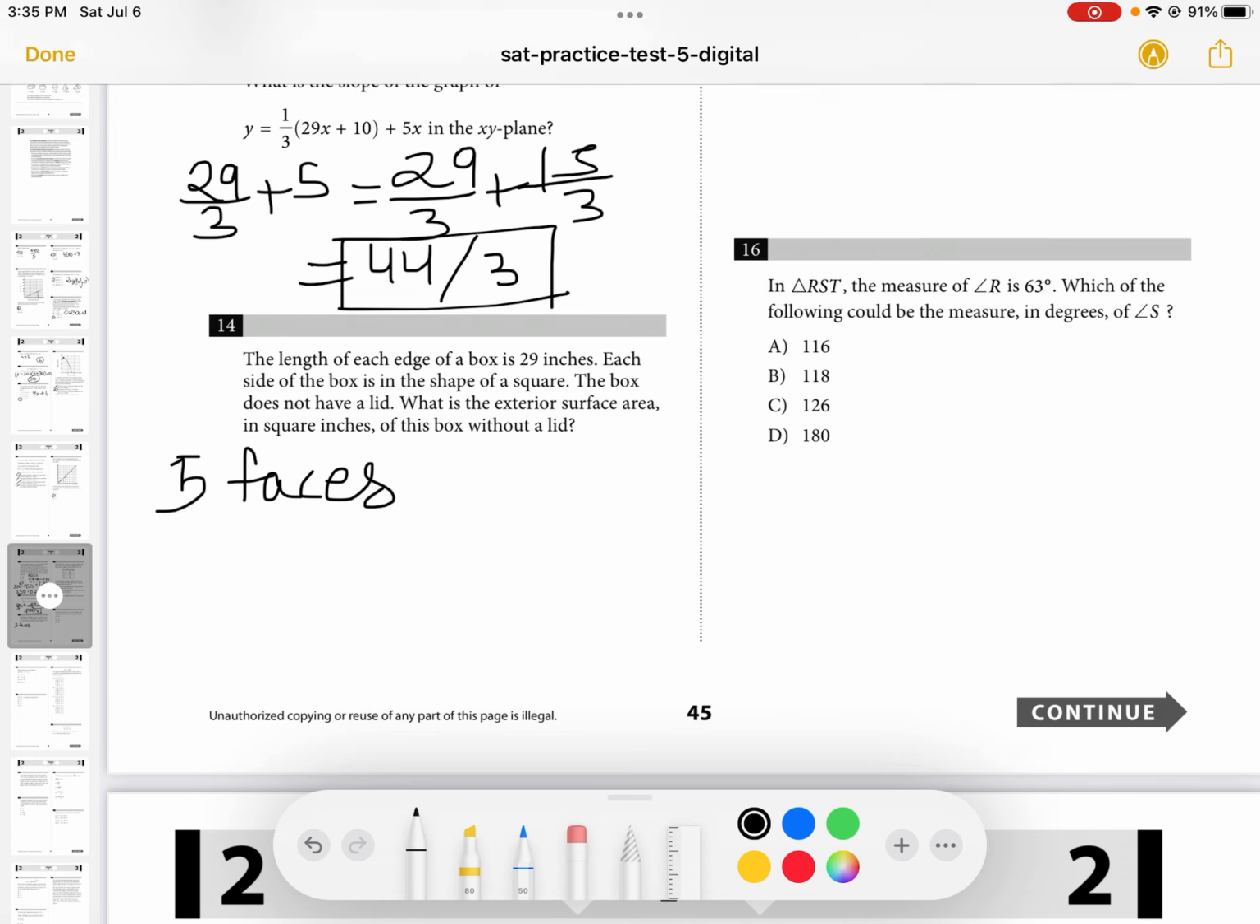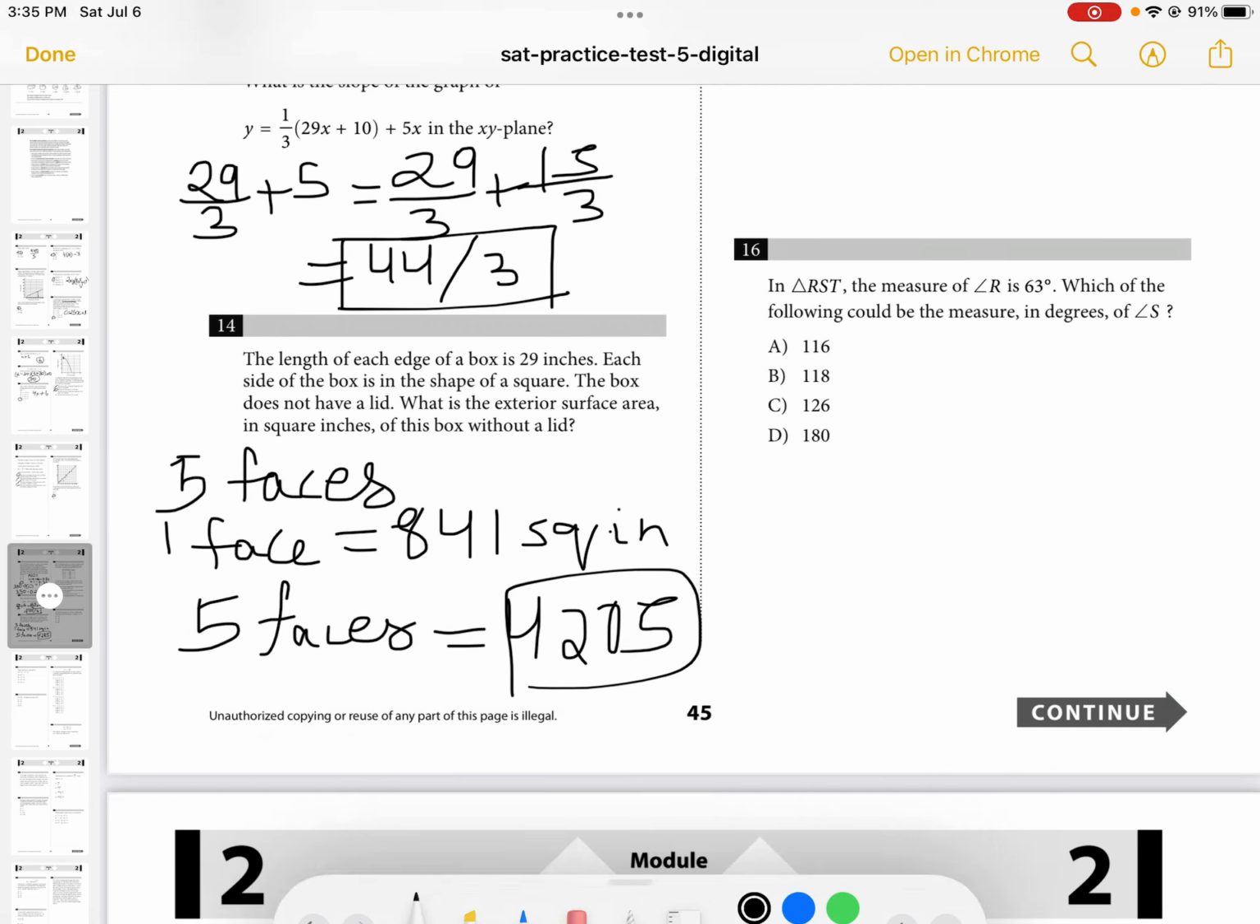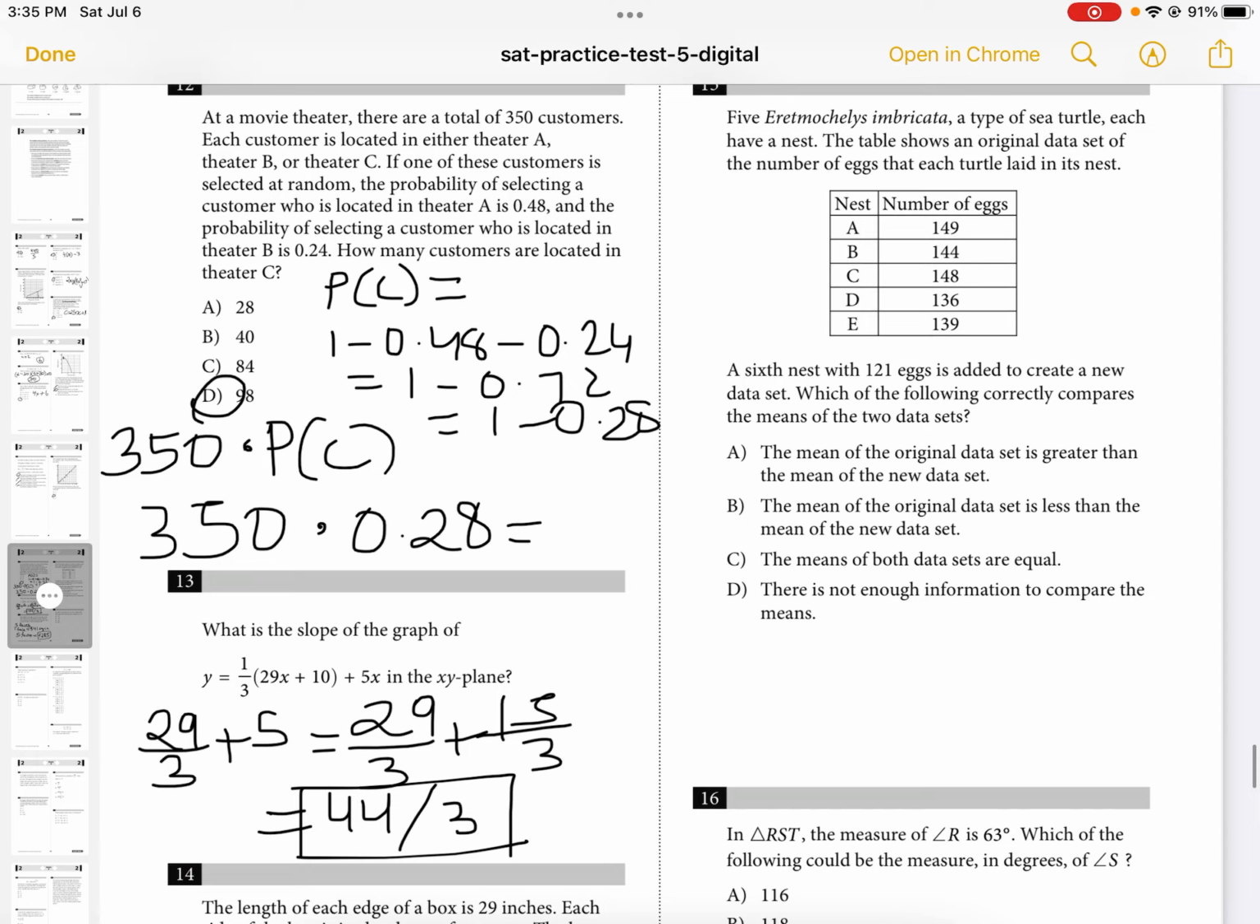And each face has an area of 841 square inches, which is 29 squared. So 5 faces would have a total surface area of 841 times 5, that's 4,205 square inches. Okay, next question.